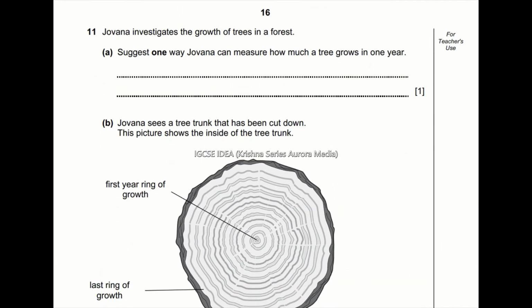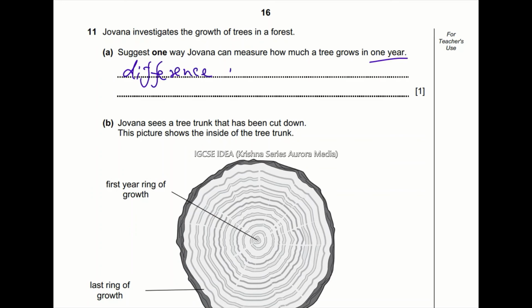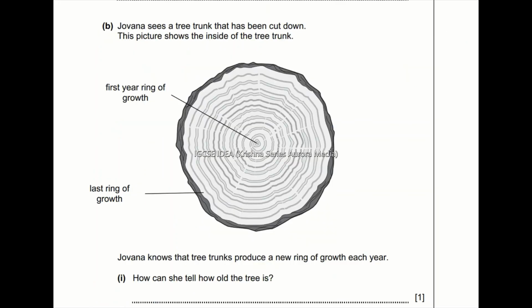11. Giovanna investigates the growth of trees in a forest. Suggest one way Giovanna can measure how much a tree grows in 1 year. Okay. Well, one possible answer is difference in height. Okay, B. Giovanna sees a tree trunk that has been cut down.